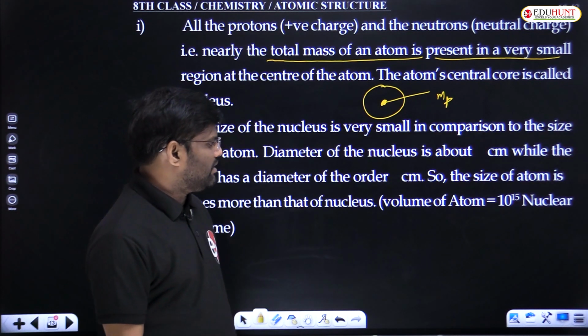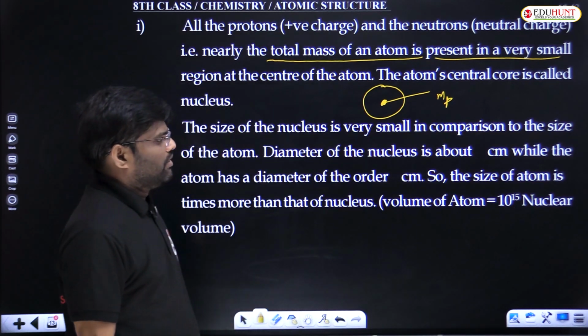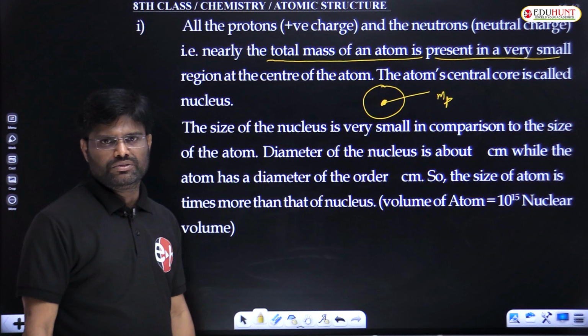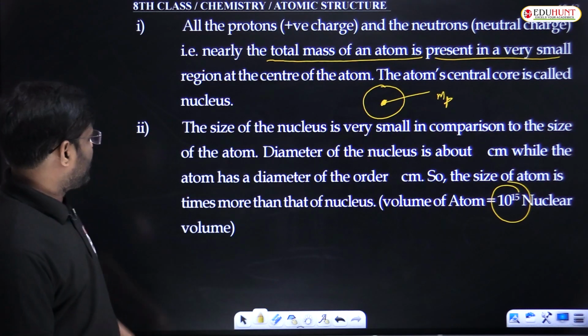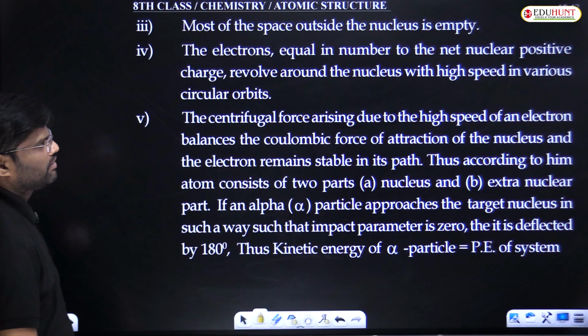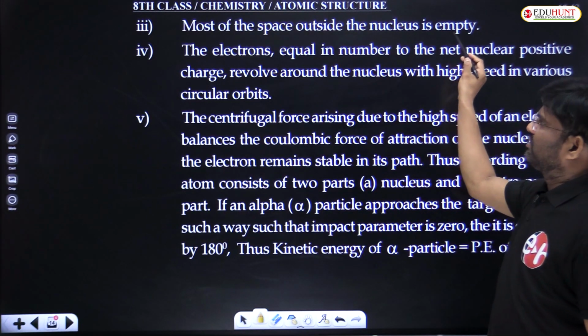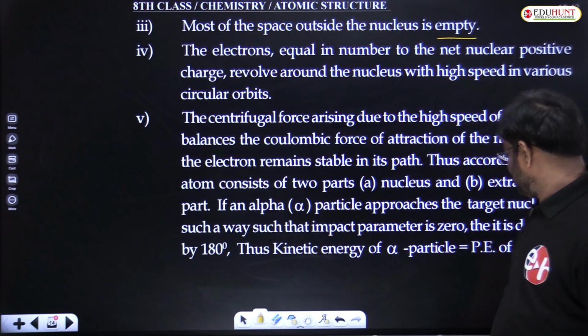The volume of the atom is equal to 10^15 times the nucleus volume. Okay, 10^15. Next point. Most of the atom is empty space. This is already completed. Let's go to the next part.